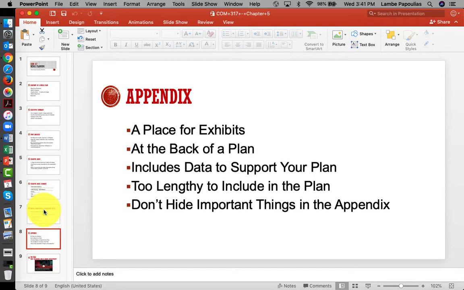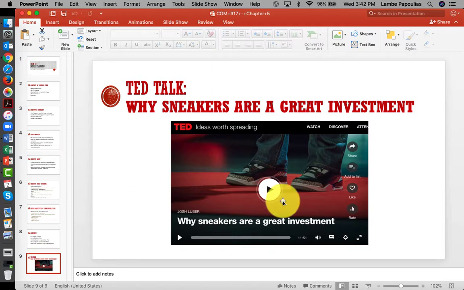And your appendix in the media plan is a place for exhibits. It's all the way at the back of the plan, and includes any kind of data to support your plan. So maybe your plan talks about how you're going to focus on Facebook social media marketing, and you want to put in an article that talks about how these types of organizations use Facebook social media marketing. So it will really help support your plan. These are usually things that are too lengthy to include in the plan, and don't hide important things in the appendix. You usually want those in the plan.